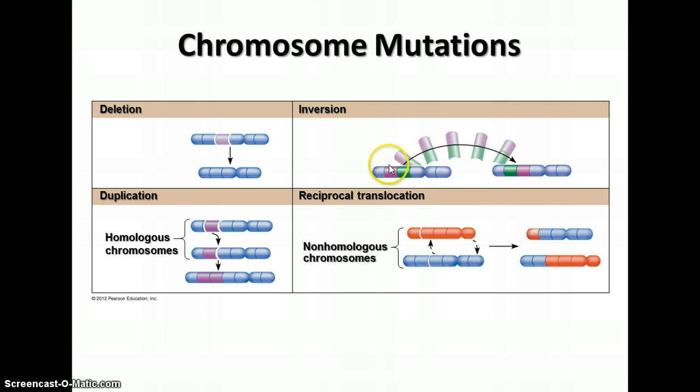An inversion is when a piece of the DNA breaks off and reinserts backwards so that the codons that are present in that region of the chromosome will be read the wrong direction, producing vastly different proteins.